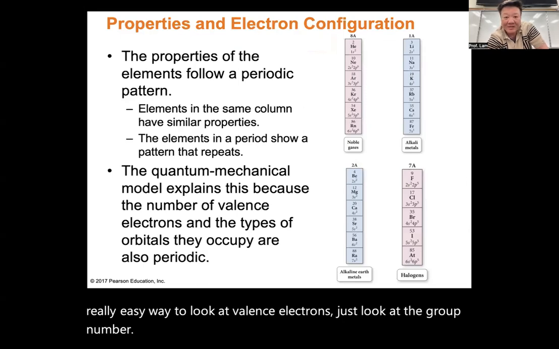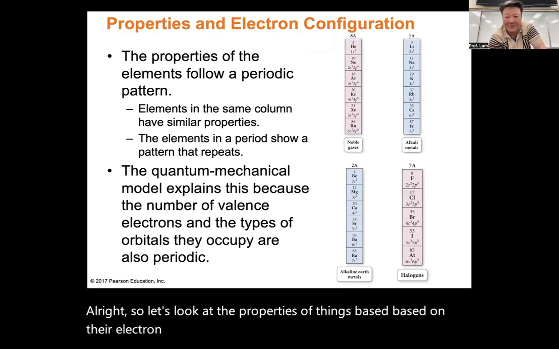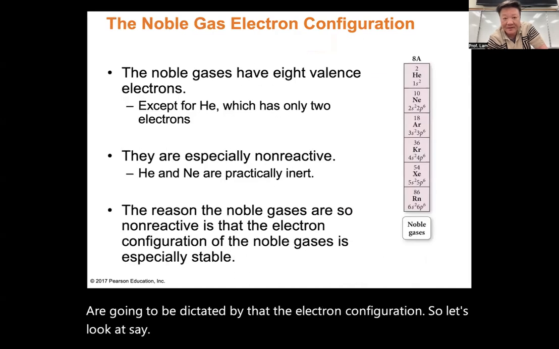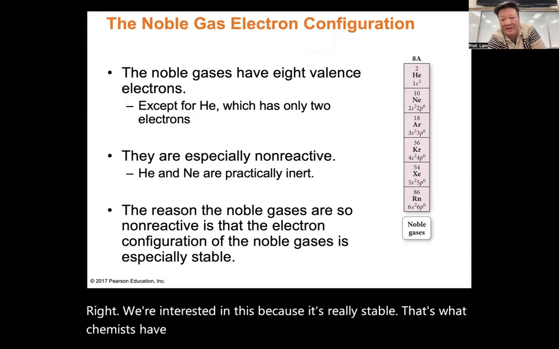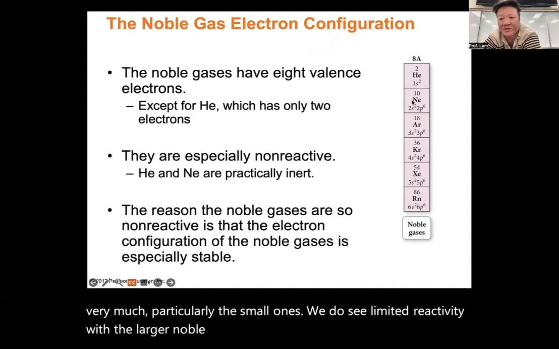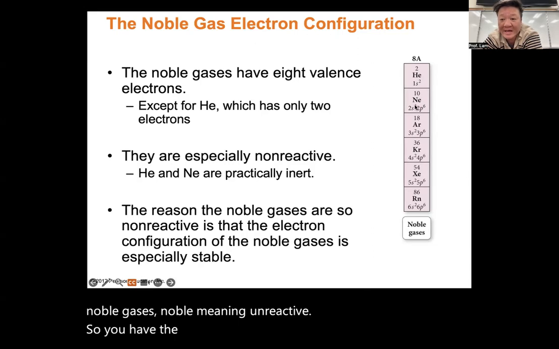All right, so let's look at the properties of things based on their electron configuration. The properties of elements are going to be dictated by the electron configuration. So let's look at, say, the noble gas configuration. We're interested in this because it's really stable. That's what chemists have noticed, that all the noble gases don't react very much, particularly the small ones. We do see limited reactivity with the larger noble gases, but in general, that's why they're called noble gases. Noble meaning unreactive.